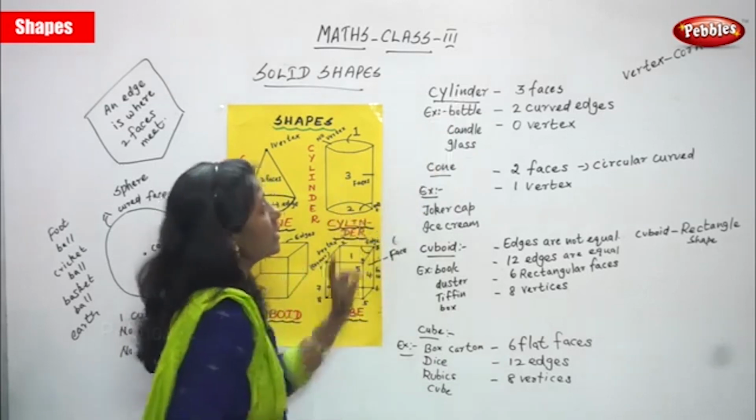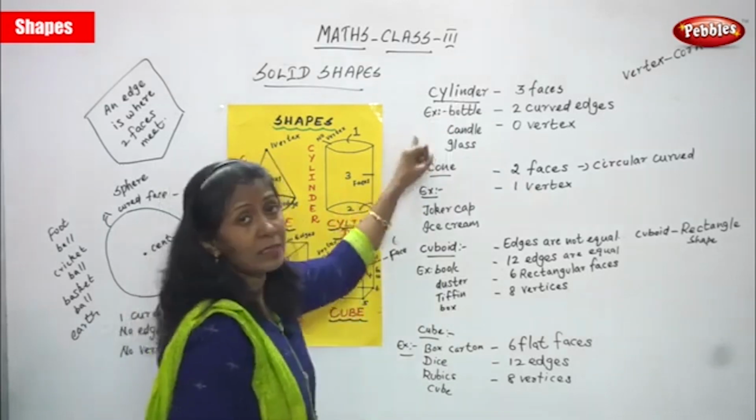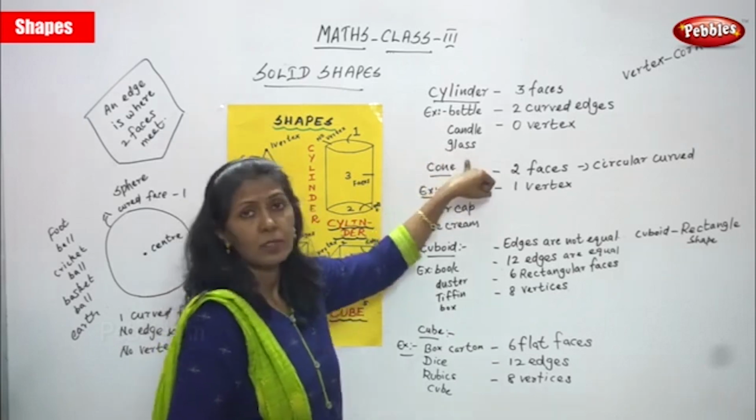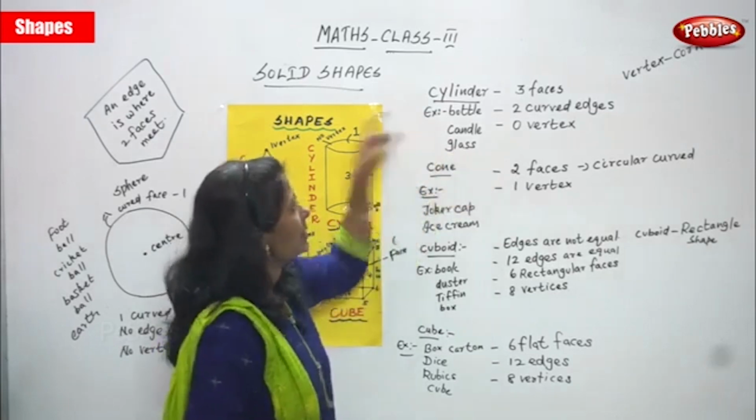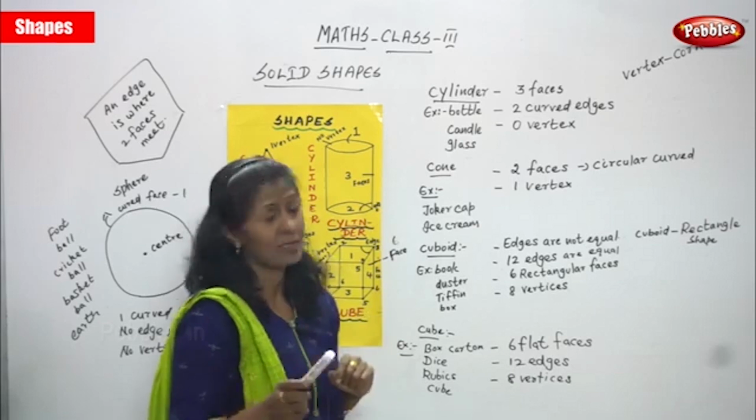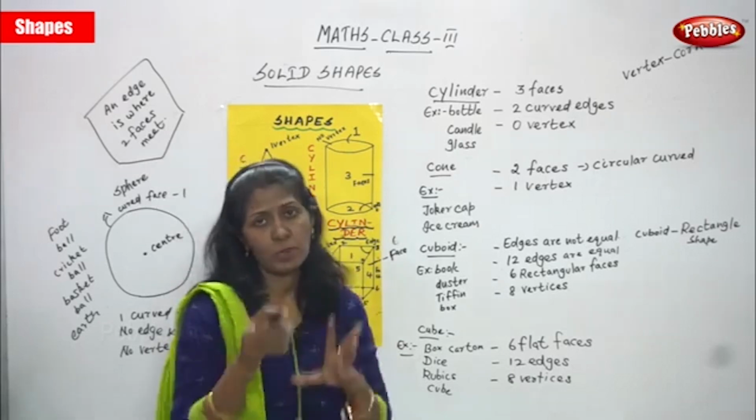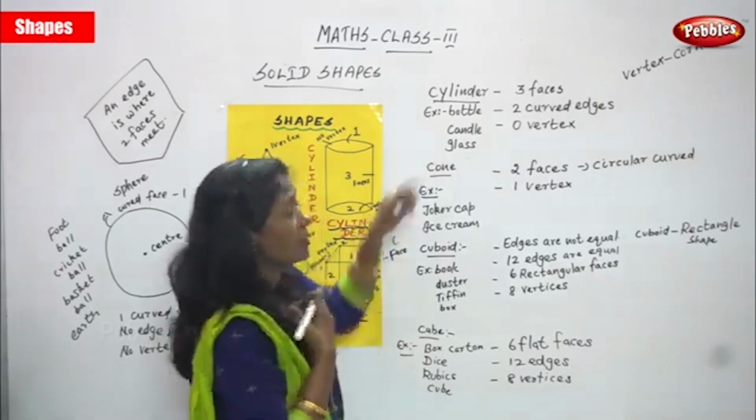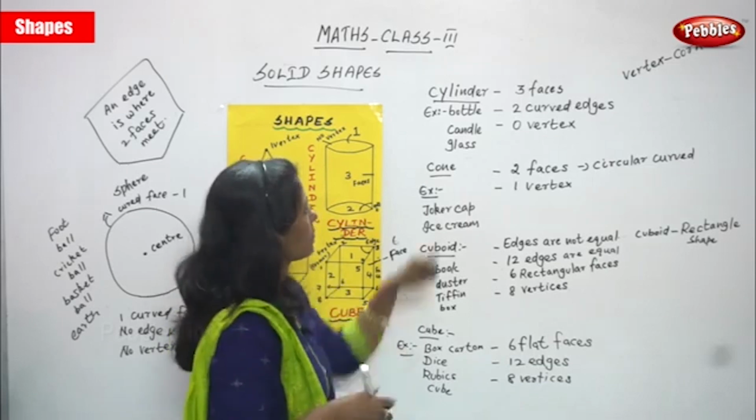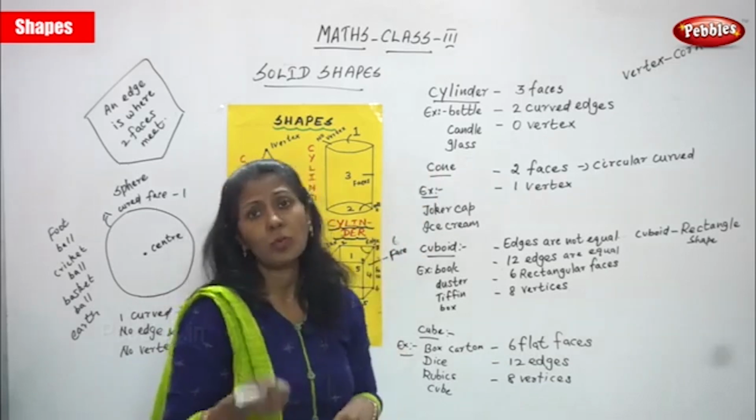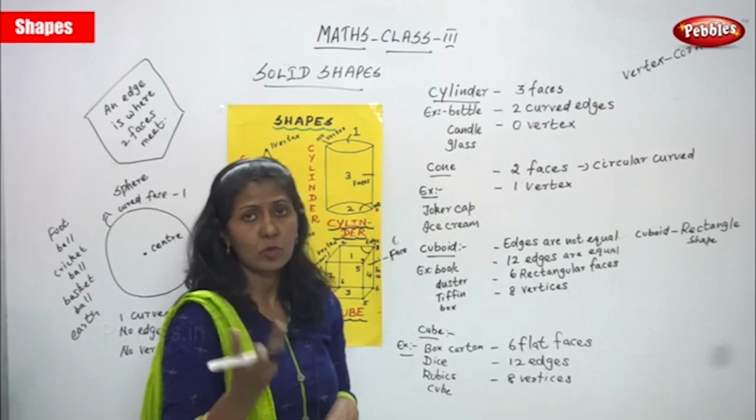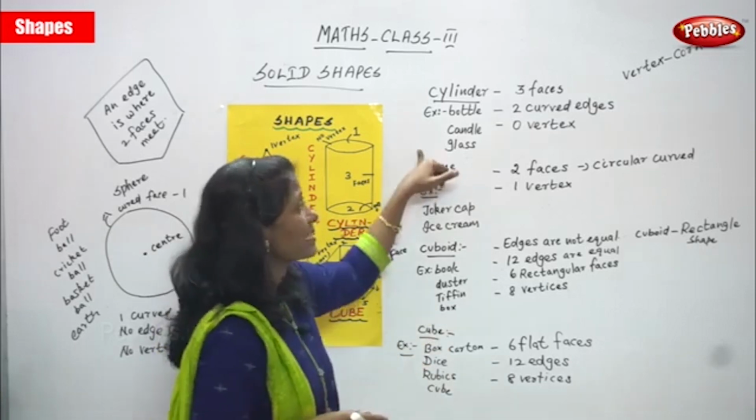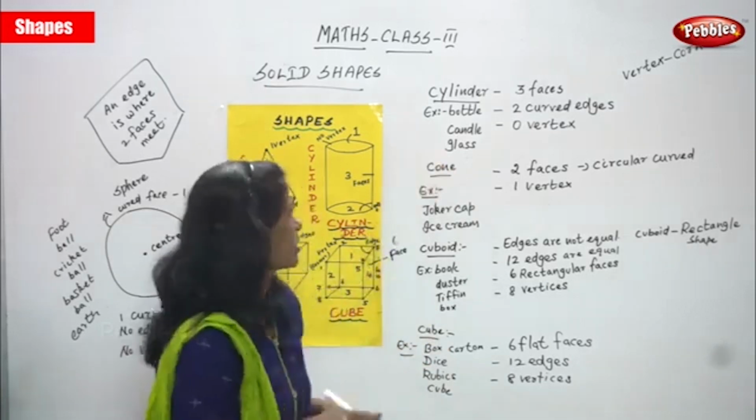For example, a cylinder example is a bottle, second one is a candle, third one is a glass. Bottle is a cylinder shape, candle, you just imagine the objects, okay? The water bottle is a cylinder shape, and candle is also a cylinder shape, and glass is also a cylinder shape, okay?